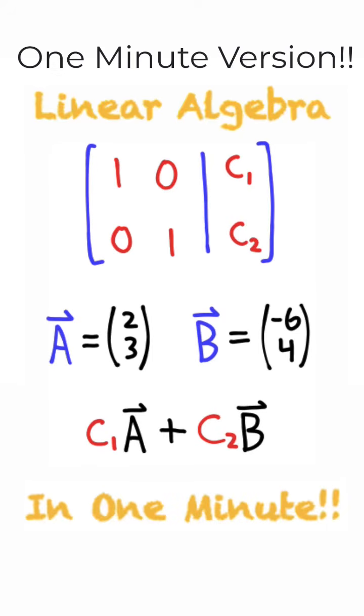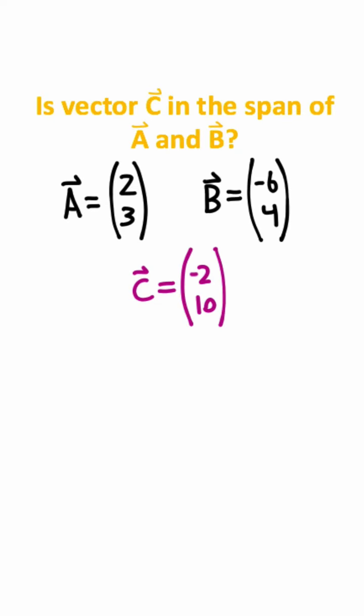Fast, can I explain the basics of linear algebra? We're about to find out. Let's say we have a problem like this, where we're trying to determine if vector C is in the span of vectors A and B. In order to do this, I'm going to use a matrix.